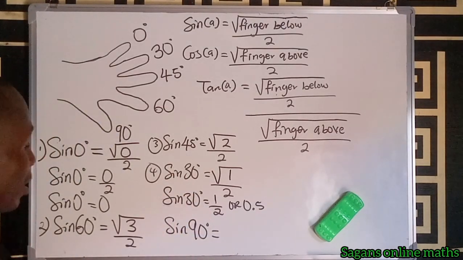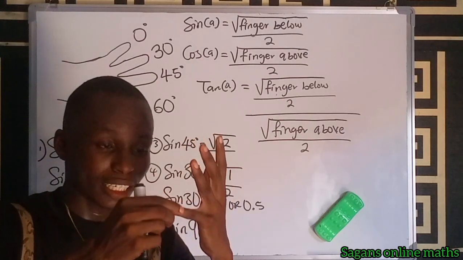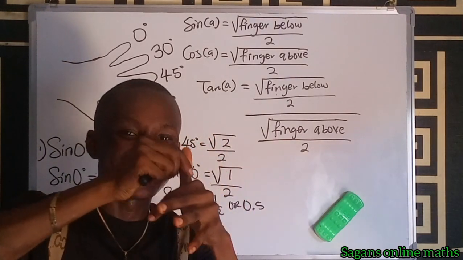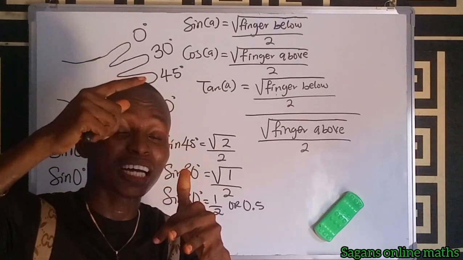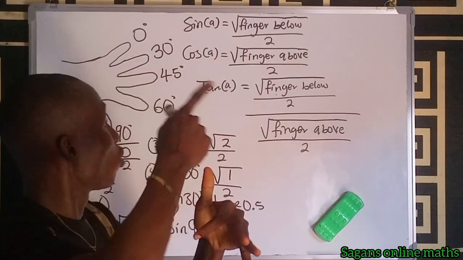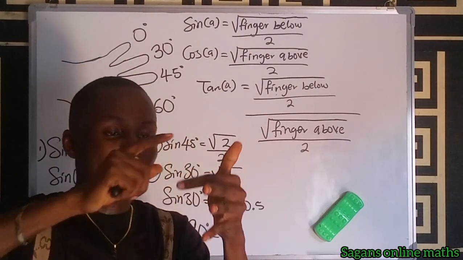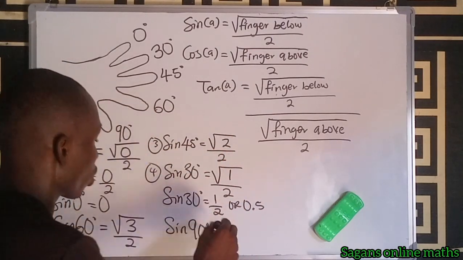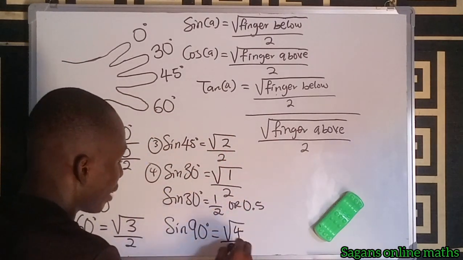Let's see sine 90 degrees. This is 0 degree, 30 degree, 45 degree, 60 degree, and 90 degree. So sine simply means the square root of the number of fingers below, divided by 2. Counting 1, 2, 3, 4, you are left with 4. So this will become root 4 divided by 2.